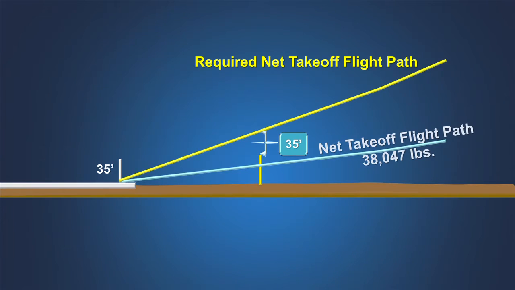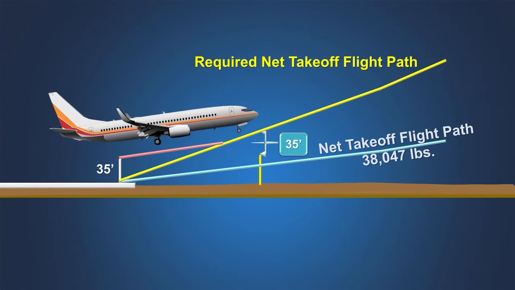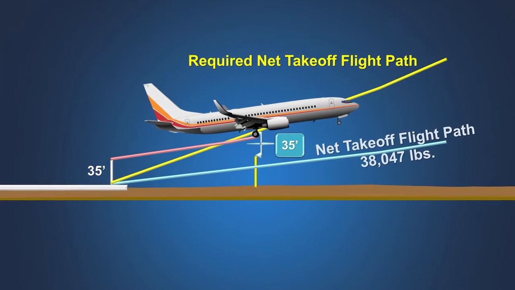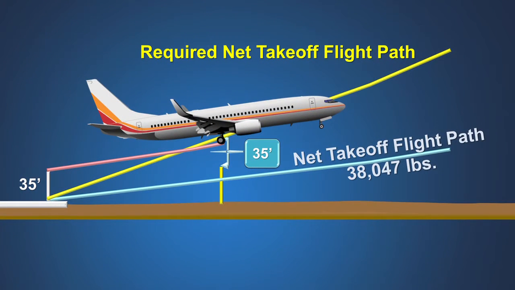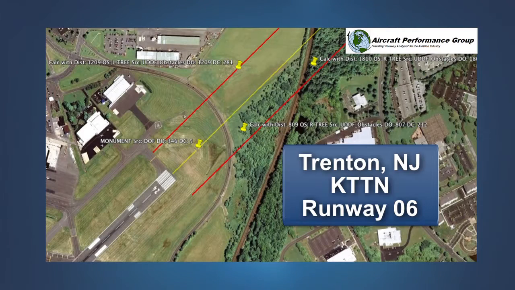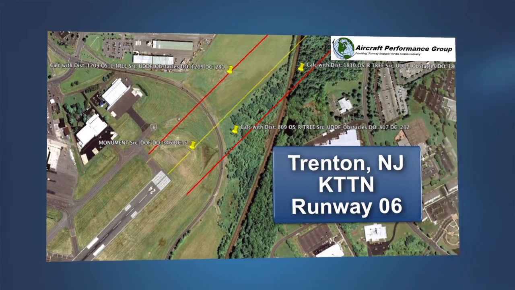Here is how it might look to the pilot. Not only does the net takeoff flight path not clear the obstacle by the required amount, the obstacle is very close, less than 35 feet from the predicted actual one-engine-inoperative flight path of the airplane. Hutchinson, Kansas is not an isolated example. A review of the obstacle notes on many IFR departure procedures reveals that the presence of low, close-in obstacles can be a significant limitation on takeoff weight.